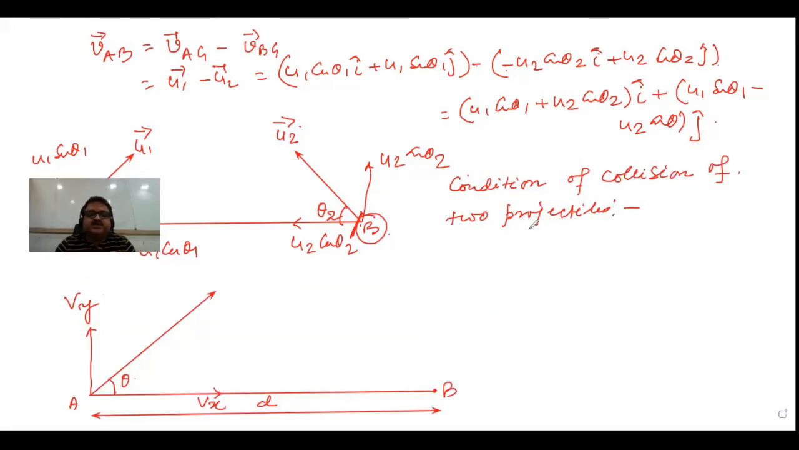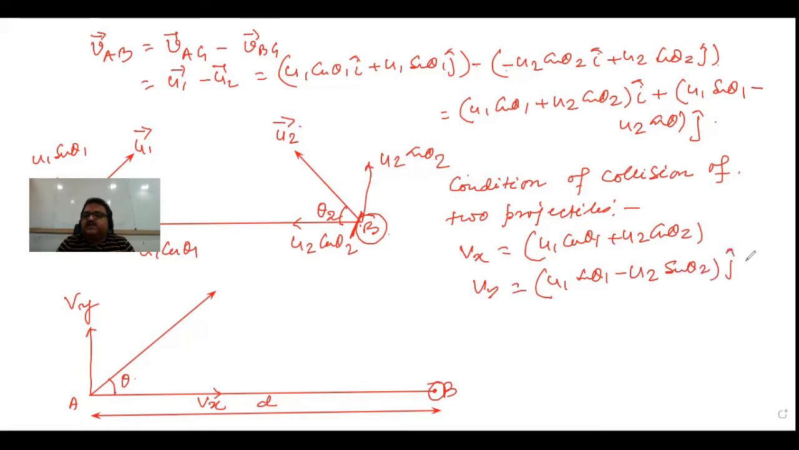The condition of collision of two projectiles is this. Look, apply the previous concept: how the path of A looks from the point of view of B. From the point of view of B, A is moving along this path, making an angle theta with the horizontal. So according to B, A has two components of velocity. One is Vx, that is u1 cos theta 1 plus u2 cos theta 2, and another is Vy, that is u1 sin theta 1 minus u2 sin theta 2 j cap.